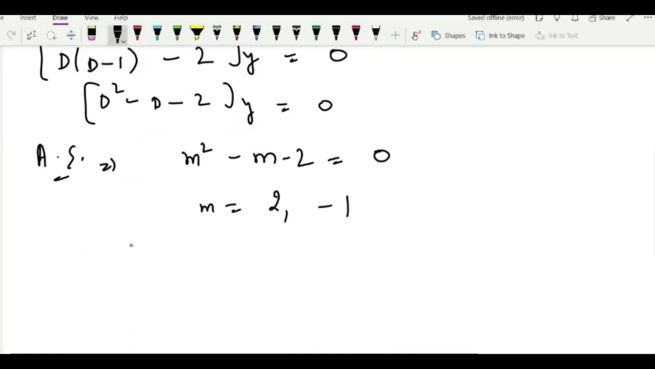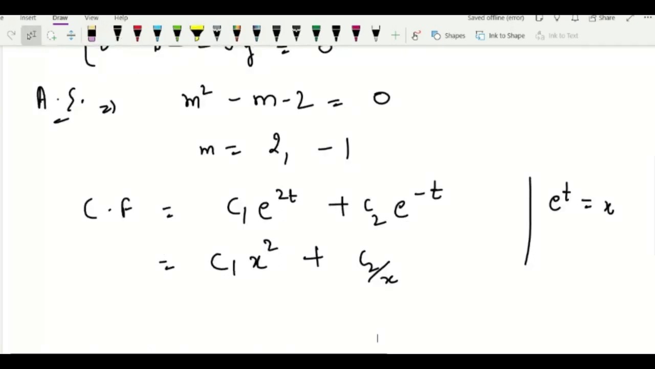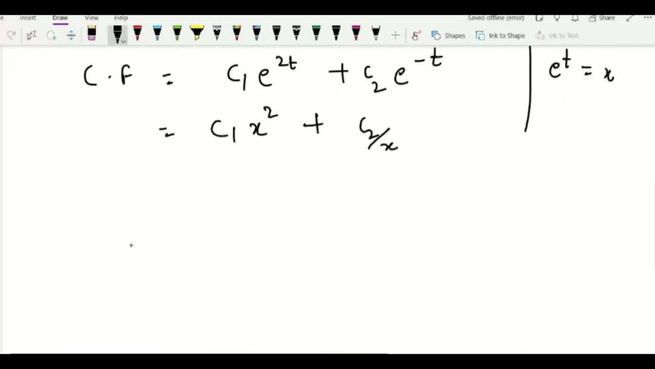And in this case, we have the CF as C1 e raised to power 2t plus C2 e raised to power minus t. Substituting back e raised to power t is equal to x, we get C1 x² and here we get C2 by x. So this is our CF. And as this is a homogeneous equation, this will also be our complete solution.